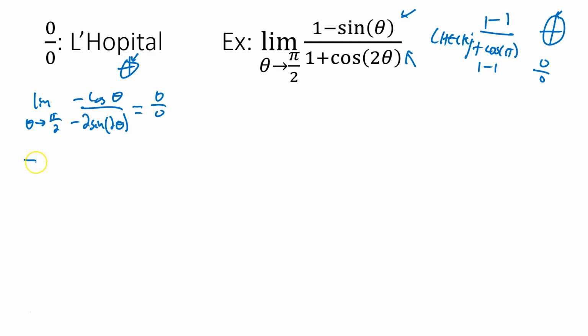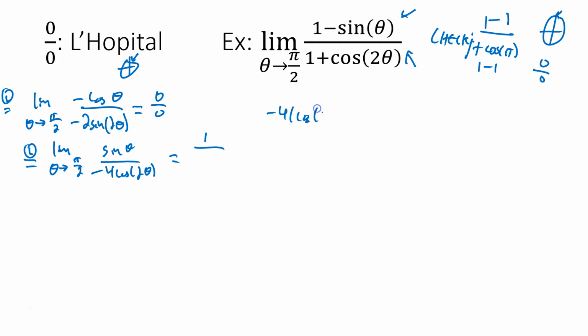So we have to use L'Hopital's rule again. So using L'Hopital's rule, I should put an L here as well. This will be the limit as theta approaches pi over 2. The derivative of negative cosine is positive sine of theta, divided by, now if we chain again, we'll have negative 4 cosine of 2 theta. So if we plug pi over 2 in now, we have 1 on the top for sine. And on the bottom, we have negative 4 cosine of pi, which is negative 4 times negative 1. So we have positive 4 on the bottom. So our limit is 1/4.